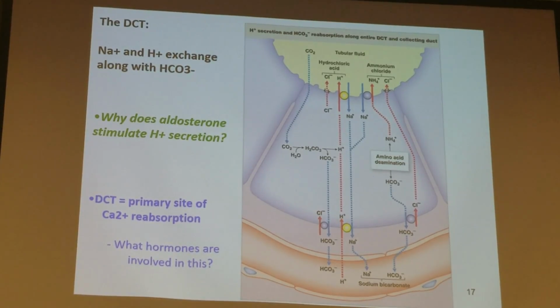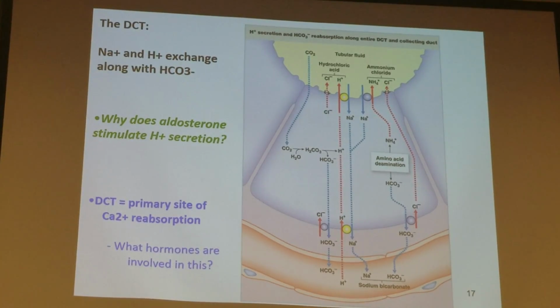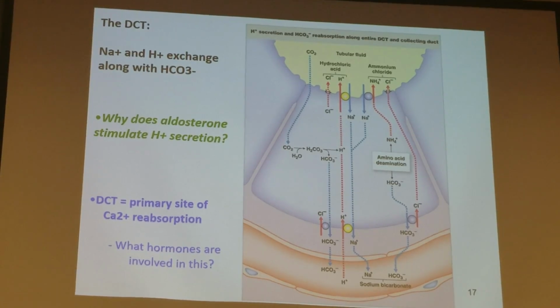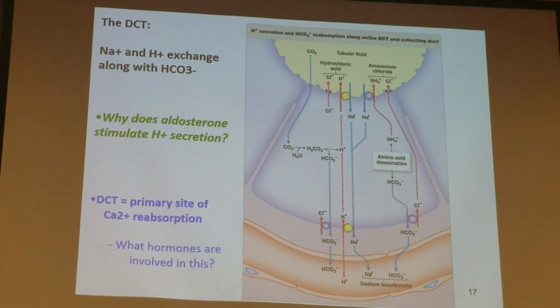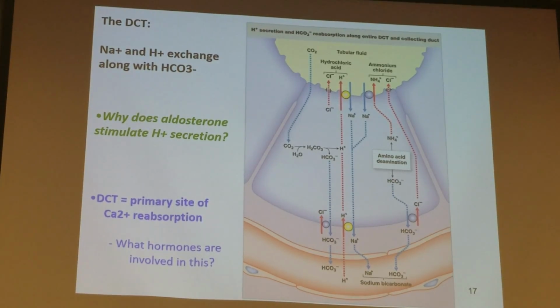So from now on, don't say that PTH and calcitonin influence the kidney's ability to reabsorb. You're going to say it influences the distal convoluted tubule's ability to reabsorb calcium ions. A little more level of specificity.